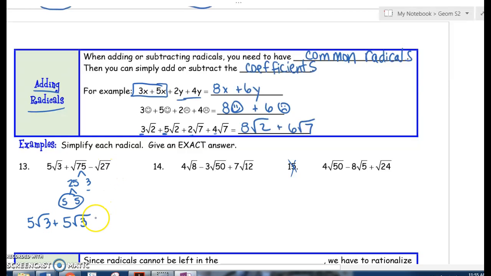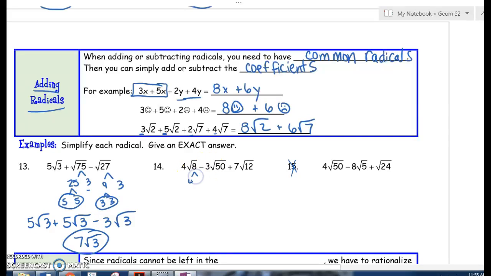I'm going to simplify the root 27 as well. You got 9 times 3. 9 breaks down to 3 times 3. So you got a pair of 3's and a leftover 3. And then you can combine these together. They all have root 3, so you just combine the coefficients. 5 plus 5 is 10. 10 minus 3 is 7 root 3.